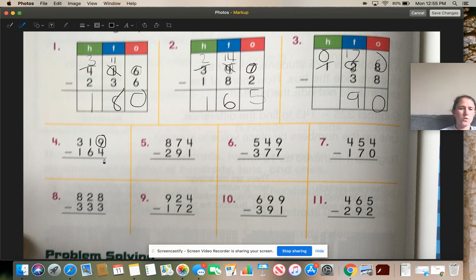Subtract. 9 minus 4 equals 5. I don't have to borrow. Circle that next one, 1. 1 minus 6. Can I do that? No, I cannot. I go to my 3.